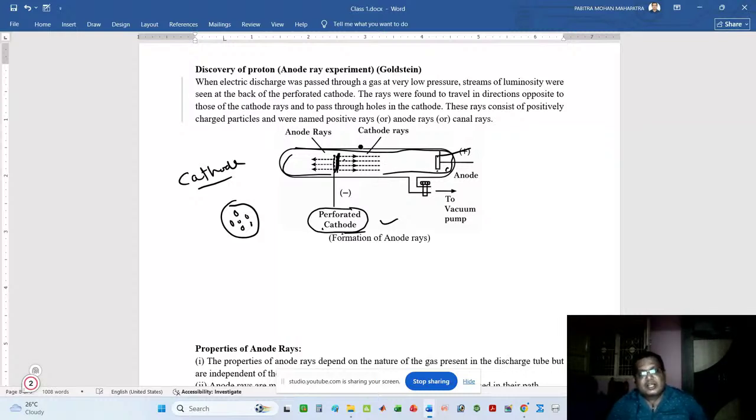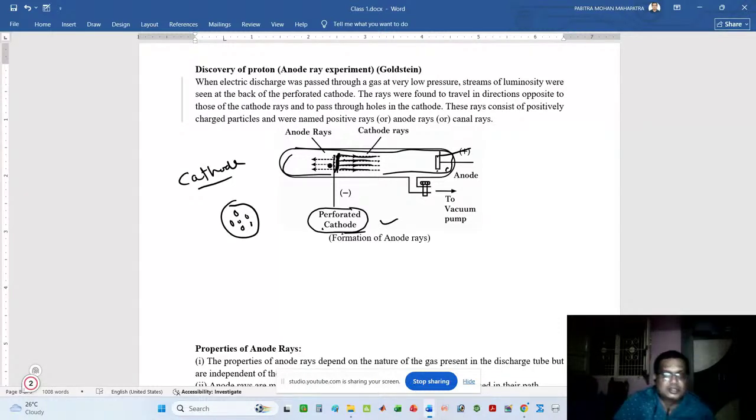But Goldstein replaced the solid cathode, and he placed a perforated cathode. That means there are holes. Some holes are present in the cathode plate. Then what happens? Actually, the cathode ray starts moving from cathode to anode, but on the opposite side, a few rays are also formed. These rays are called anode rays. These are said to be cathode rays, which I already discussed in the cathode ray experiment, which move from cathode to anode. They carry negative charge.